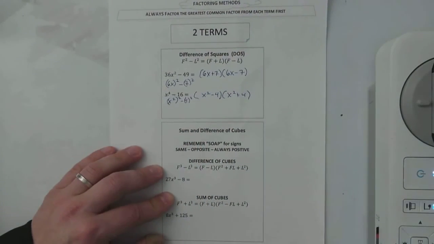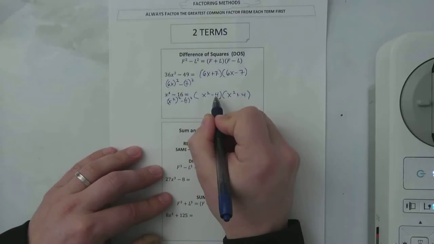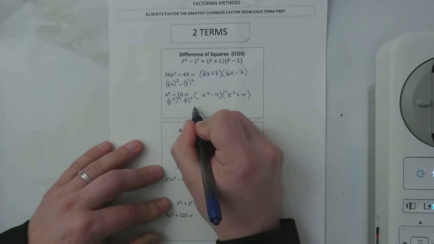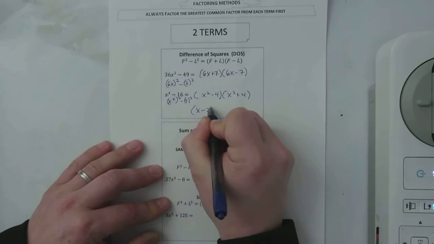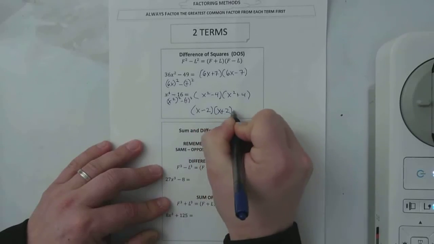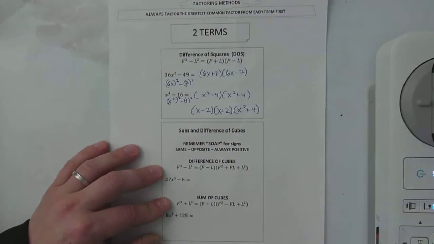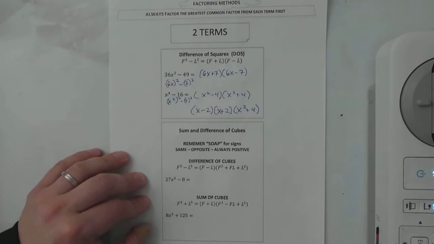But as we've been going through, you always want to check to see if you can factor more. And if I look at x squared minus 4, this itself is a difference of two squares again. And so my final answer is (x minus 2)(x plus 2)(x squared plus 4). There's my final answer, factored form for x to the fourth minus 16.